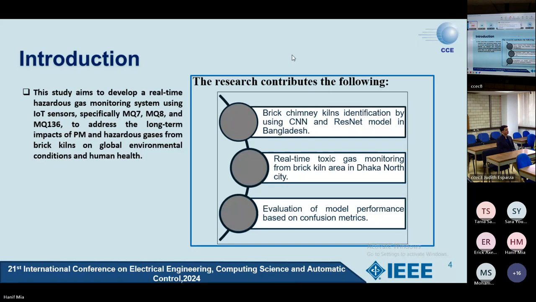In our introduction part, we described our study aims to develop a real-time hazardous gas monitoring system using IoT sensors, especially MQ7, MQ8, and MQ136, to address the long-term impacts of PM and hazardous gases from brick kilns on global environmental conditions and human health. Our research contributes brick kiln identification by using CNN and ResNet models in Bangladesh, real-time toxic gas monitoring from brick kiln areas in Dhaka North City, and evaluation of model performance based on confusion matrix.